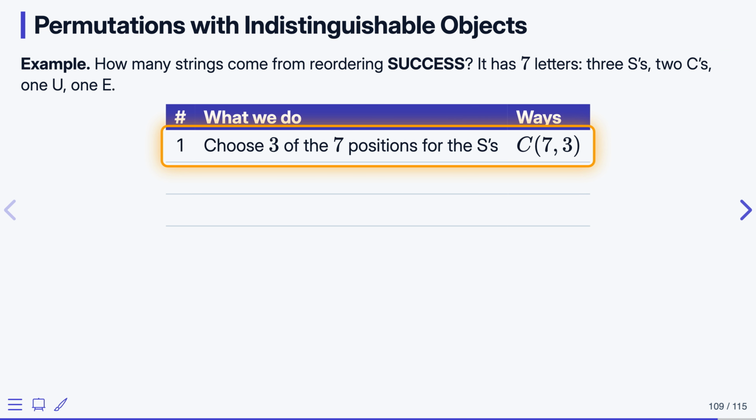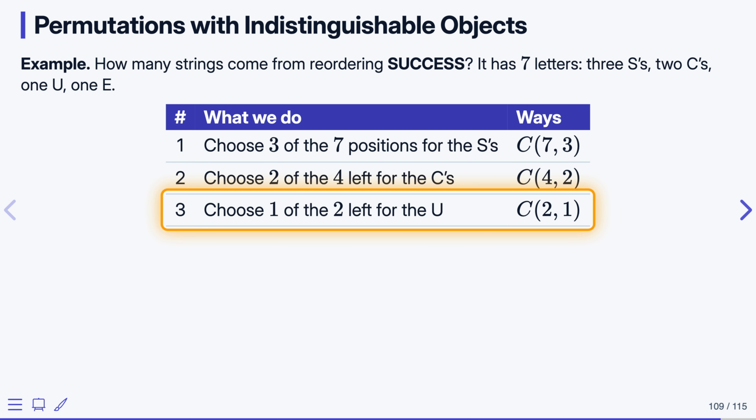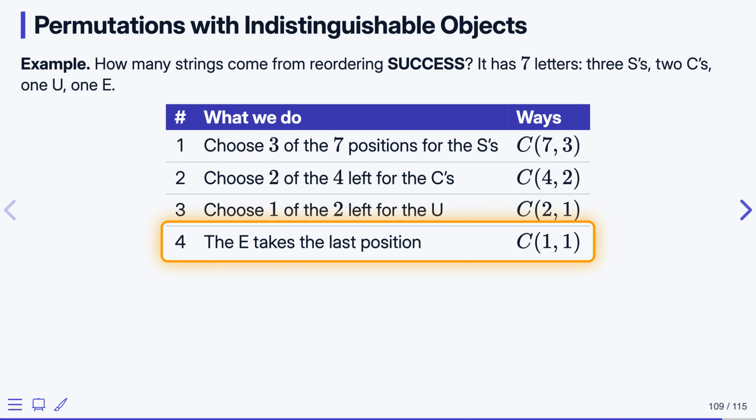The plan is to fill the 7 positions 1 letter type at a time. Step 1. Choose 3 of the 7 positions for the S letters. C of 7, 3 ways and 4 positions are left. Step 2. Choose 2 of the 4 remaining for the C letters. C of 4, 2 ways and 2 are left. Step 3. Choose one of the 2 remaining for the U. C of 2, 1 ways. Step 4. The E takes the last position. C of 1, 1, which is 1 way.